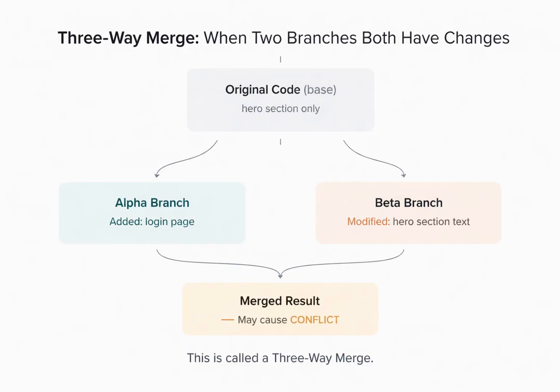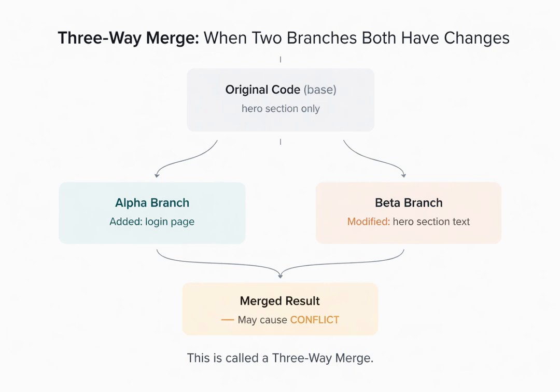Here's where things get really interesting in team collaboration. Imagine two developers both branched off from the same base code. Developer A, working on the alpha branch, added a login page. Developer B, working on the beta branch, modified the hero section text. Now both branches have changes, and they both diverged from the same starting point. When you try to merge these two branches together, Git has to figure out how to combine both sets of changes. This is called a three-way merge.